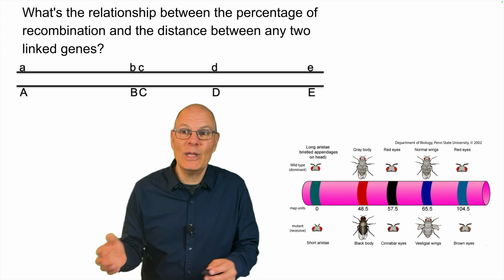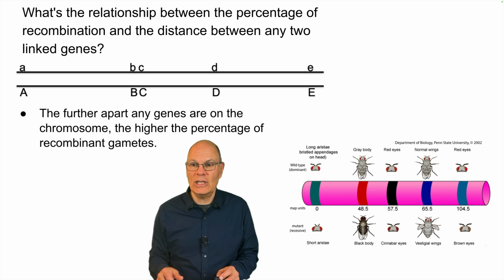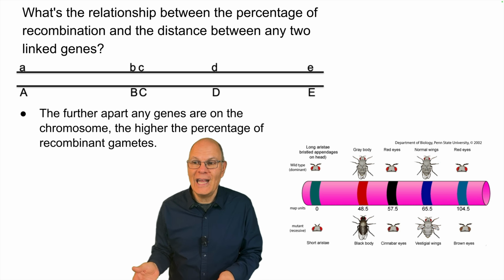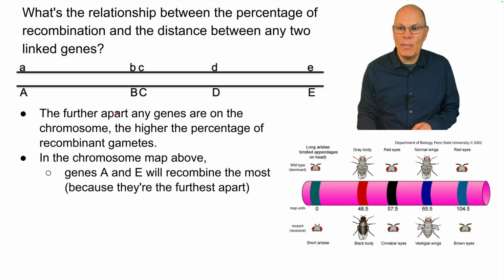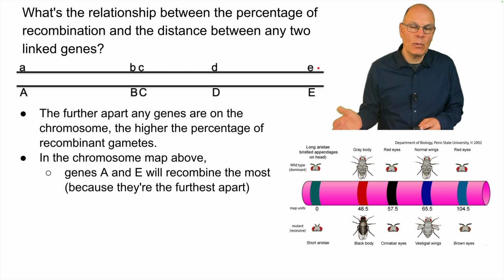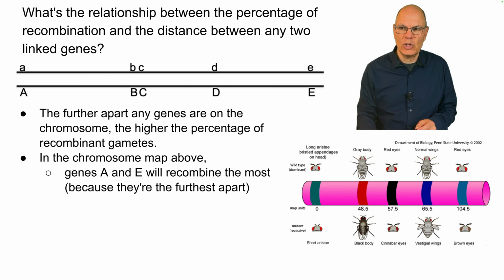What's the relationship between the percentage of recombination and the distance between any two linked genes? The further apart any genes are on the chromosome, the higher the percentage of recombinant gametes. In the chromosome map above, genes A and E will recombine the most because they're the furthest apart. In other words, there can be crossing over here, over here, over here, and all of those will get little e to jump over here and big E to jump over here. That's going to look like recombination. That's going to actually almost look like independent assortment because they're so far away.